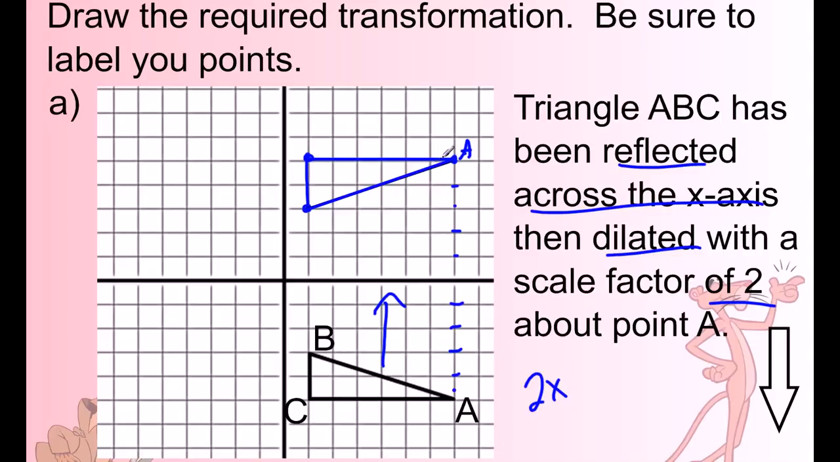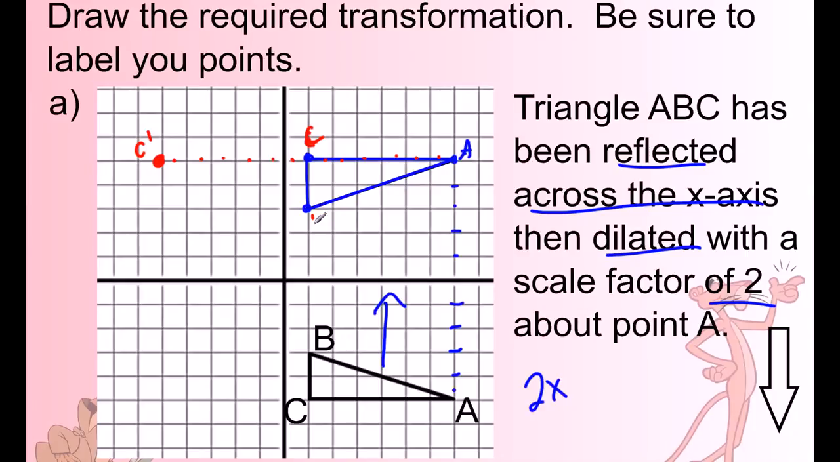Okay, so let's see here. If everything's going to be 2 times bigger, I'm changing to red. If this is 1, 2, 3, 4, 5, 6, it needs to be a length of 12 from point A: 1, 2, 3, 4, 5, 6, 7, 8, 9, 10, 11, 12. So there is going to be my final destination of that point. That is C prime. So C moved up to here, and then it dilated out to here.